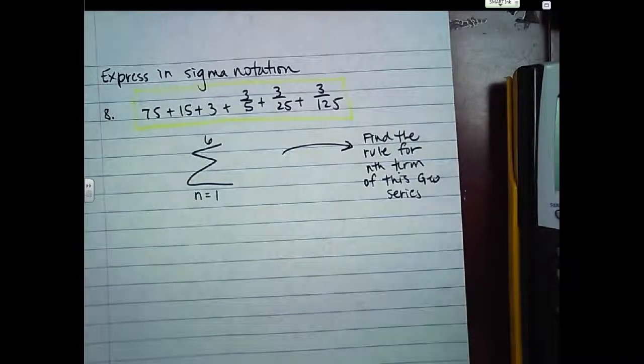Okay, guys, a rule has to have an n in it. So when I plug in, I've got something to plug a 1 into. I have something to plug a 2 into. A rule will have an n, or an x, or something. It might be 3x plus 2, or 3x minus 5.